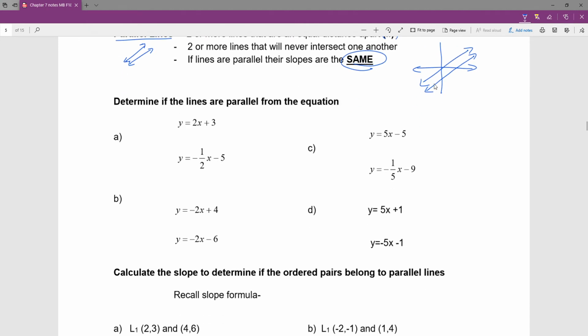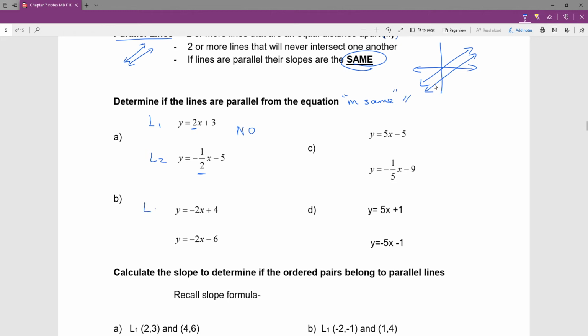So for A, this is line 1, this is line 2. From here, we can take a look at the coefficient of the x term. That tells me the slope. And so this tells me that no, the lines are not parallel, because they don't share the same slope. What we're looking for is that the m values should be the same if they are parallel.